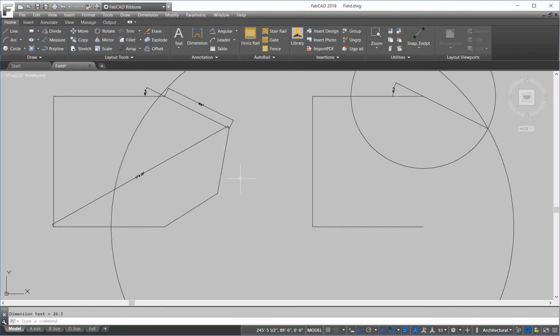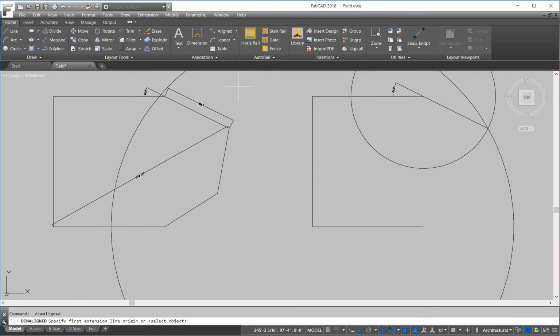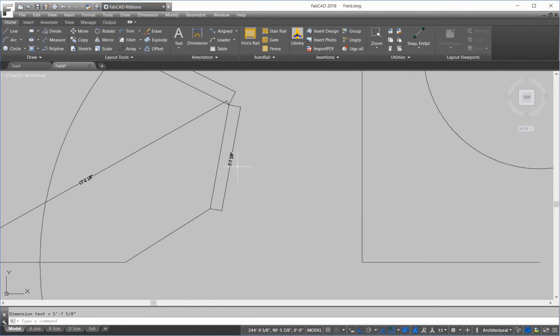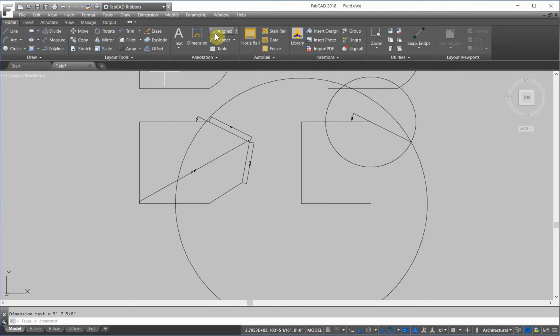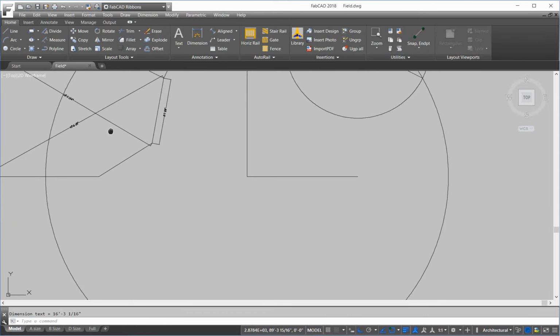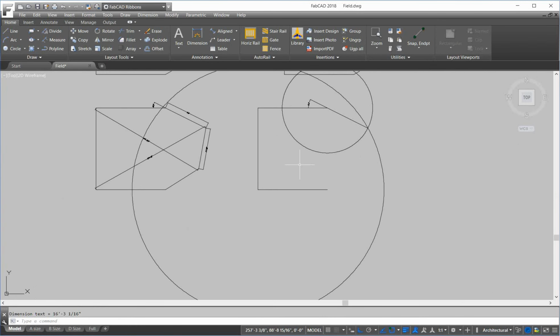We can field measure this, so that measurement is, oops, we don't want linear, we need aligned. Let me erase this. The aligned dimension is 5'7 5/8". And let's take a field measurement from this corner here to here. And that is 16'3 1/16".